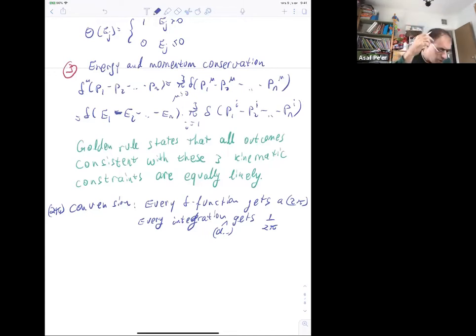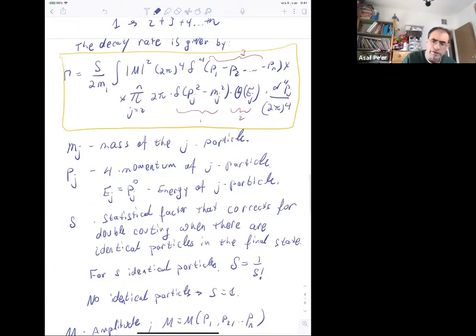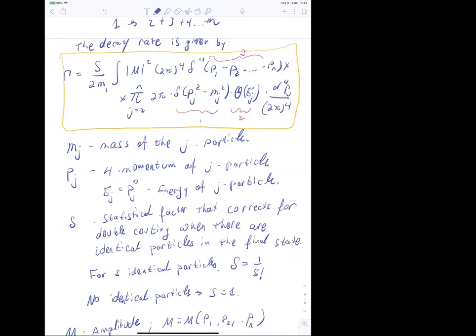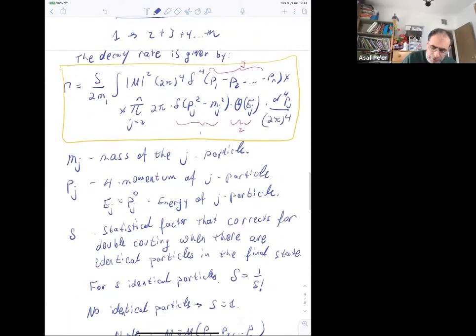Now we can take the golden rule and slightly simplify it. So is the convention for one dimensional or for four dimensional delta integrals? Delta is four dimensional. We have (2π)^4 because delta is delta^4. Each dimension gets a 2π.